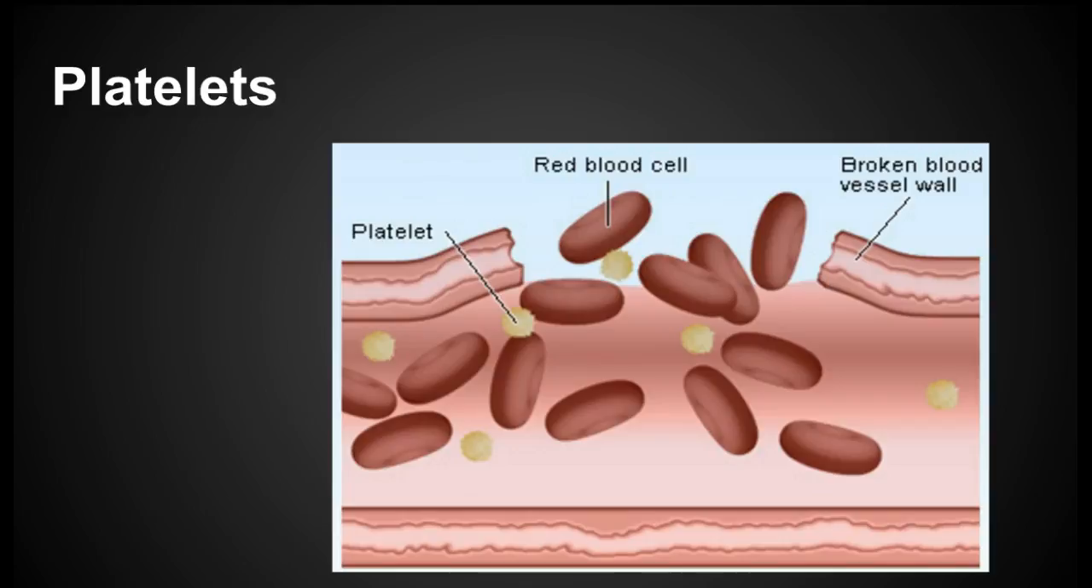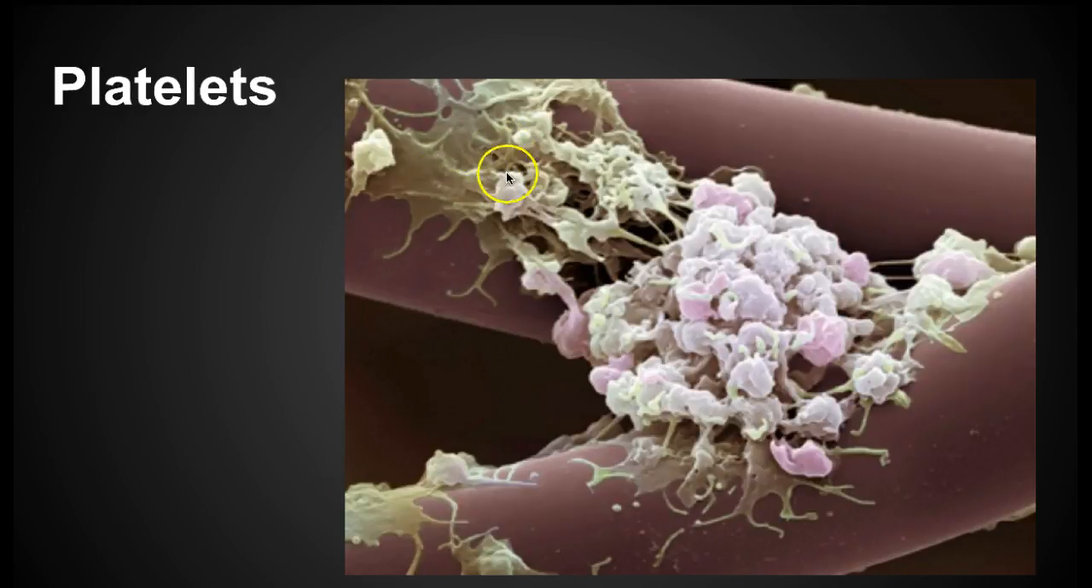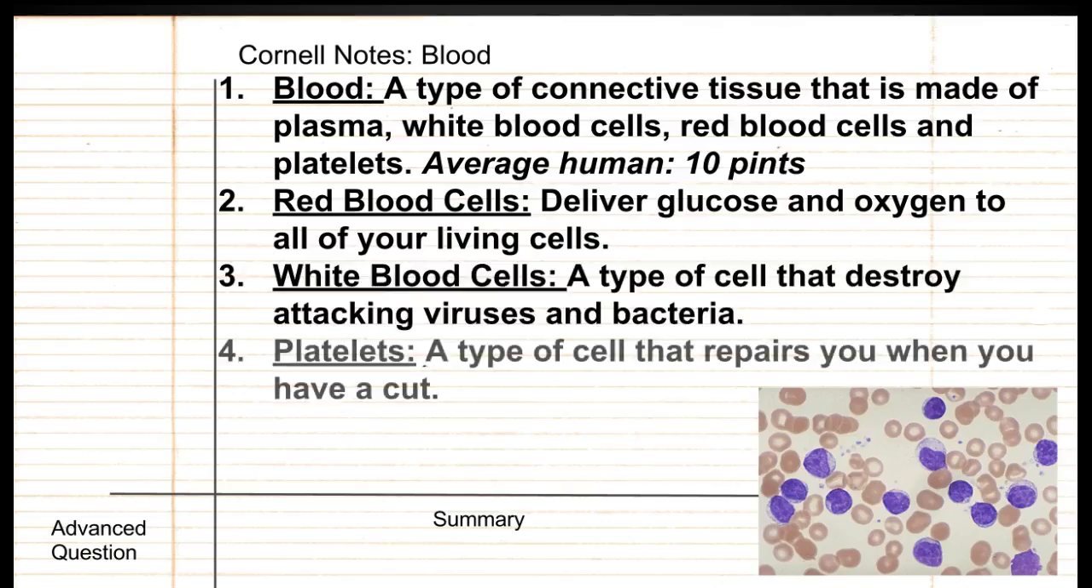Pretty amazing little cells. What happens is they cover up the hole or the opening. They're very good at linking with each other, and they kind of gum up and cover each other, and that's what becomes a scab eventually, so your blood doesn't keep leaking out. So platelets are the ones that are in charge of blocking any holes or openings and capturing any blood that's escaping so that it just kind of continues flowing down the capillaries, veins, or arteries. So again, it's a type of cell that repairs you when you have a cut.